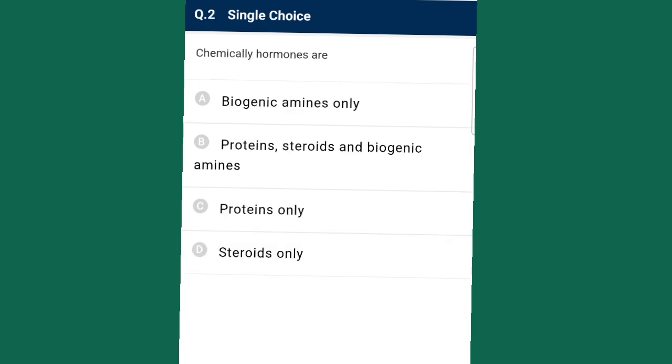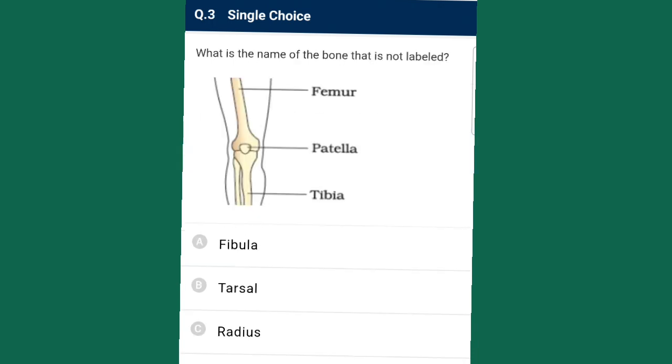Question number 2. Chemically, hormones are proteins, steroids and biogenic amines. So the correct option is option B. Question number 3. What is the name of the bone that is not labeled? See the diagrammatic representation. Here femur, patella and tibia are labeled. Fibula is not labeled. So the answer for this question is option A, fibula.